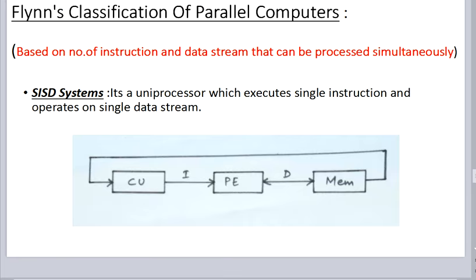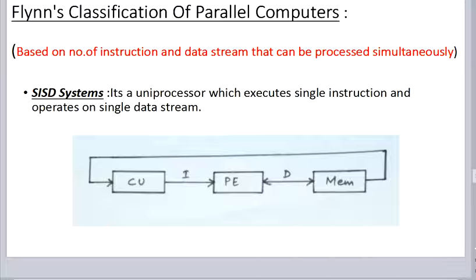Next is Flynn's classification of parallel computers. Based on number of instruction and data streams that can be processed simultaneously, Flynn has classified parallel computers into 4 types. Number 1 is single instruction, single data systems. It's a uniprocessor which executes single instruction and operates on single data stream.